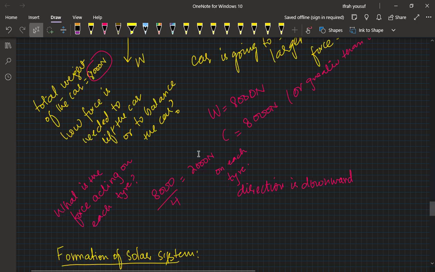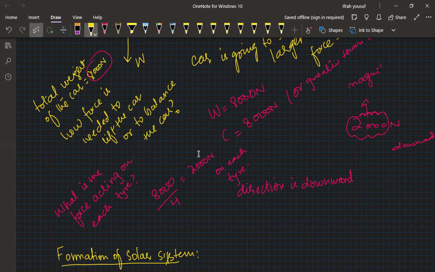मैग्नीट्यूड तो हमने बता दिया ना. So what is the magnitude here? In 2,000 Newton, downward. So I hope that you have got this thing कि आपका ये जो 2,000 है ना, this is the magnitude. And here N is the unit, and downward is the direction. So force is specified with 3 things: magnitude, unit, and direction, right?